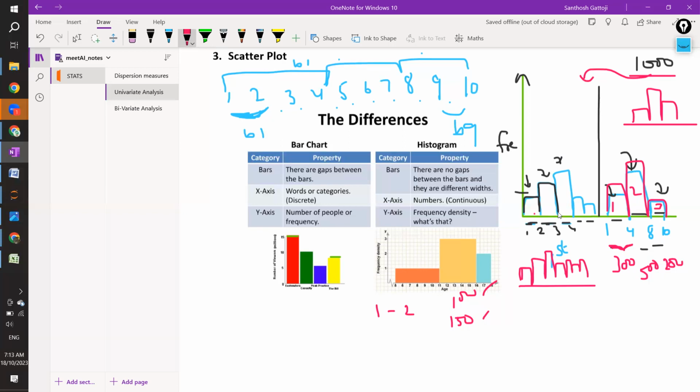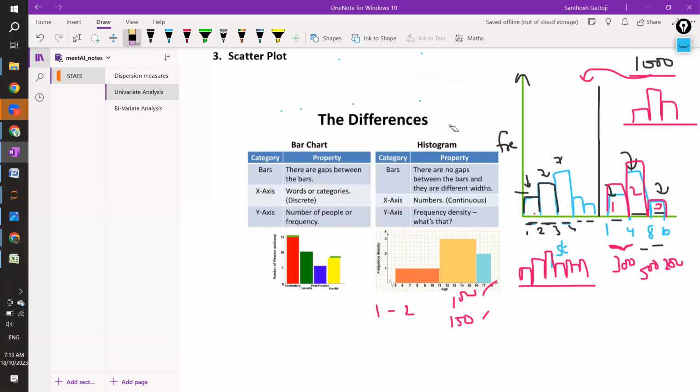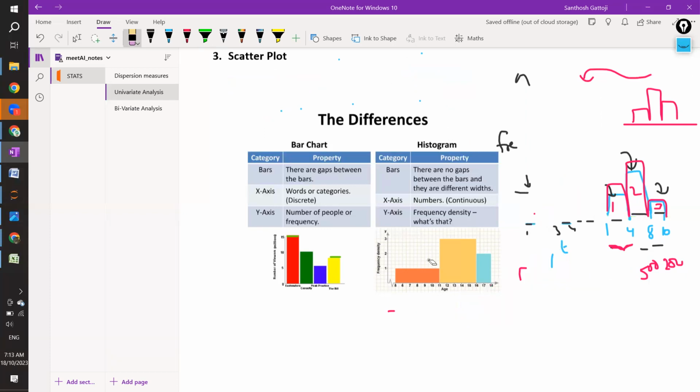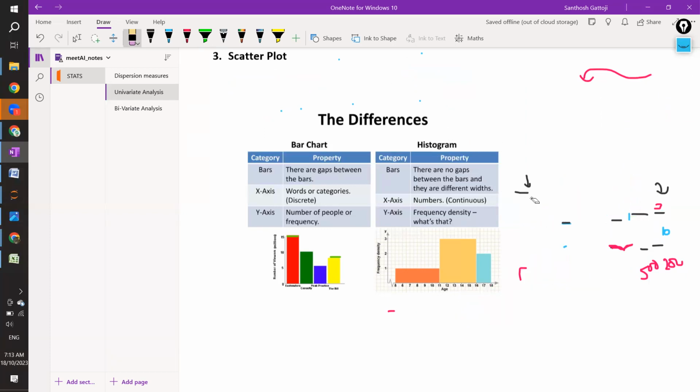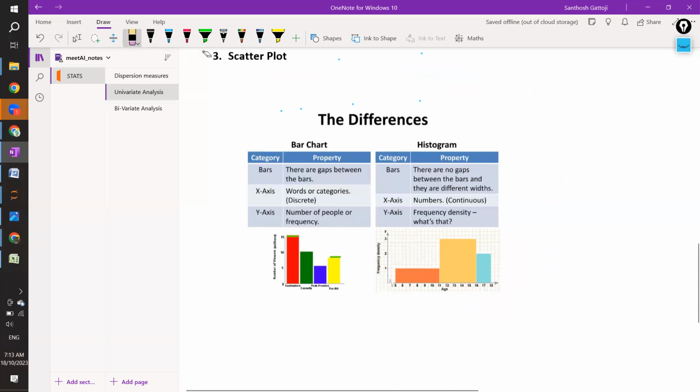Fine. And in a histogram, it's continuous, right? That's why we have data in the form of continuous values in a graph. In a bar chart, we don't have anything continuous, it's completely discrete. So it's not continuous. Yeah, we can see the gap in the bar chart, because it's discrete.